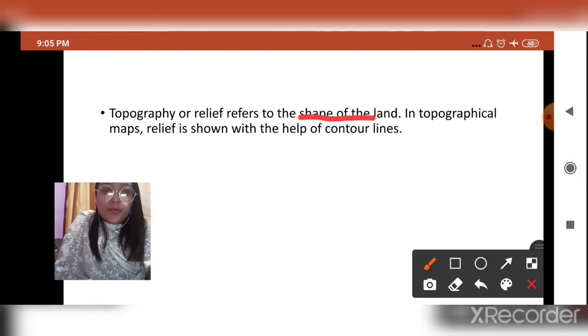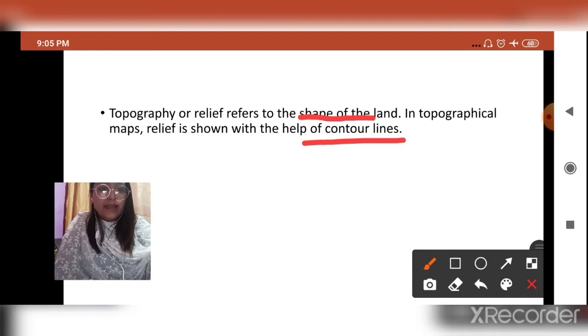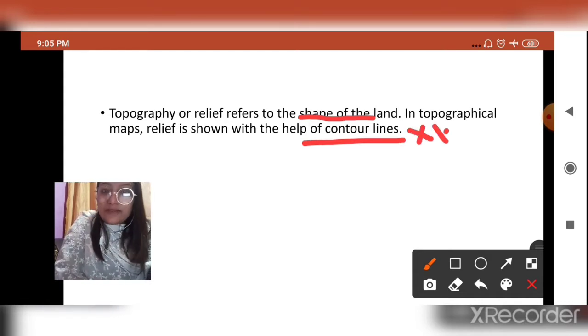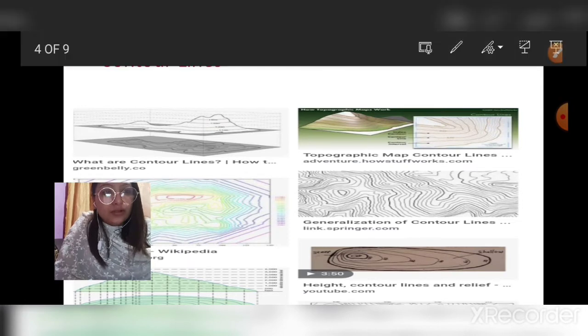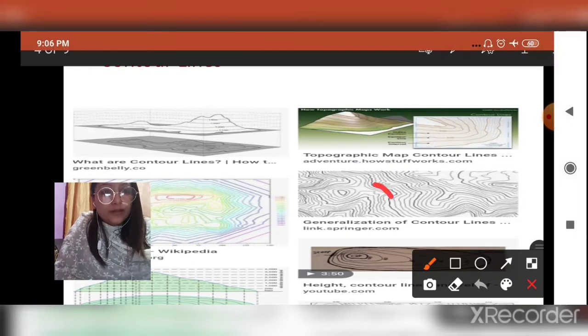Okay, in topographical maps relief is shown with the help of what? Contour lines. Okay, this you need to remember. In the topographical maps the relief is shown with the help of contour lines. Now let us understand what are contour lines. You can see the picture, the small line. Please see it. This is actually contour lines.